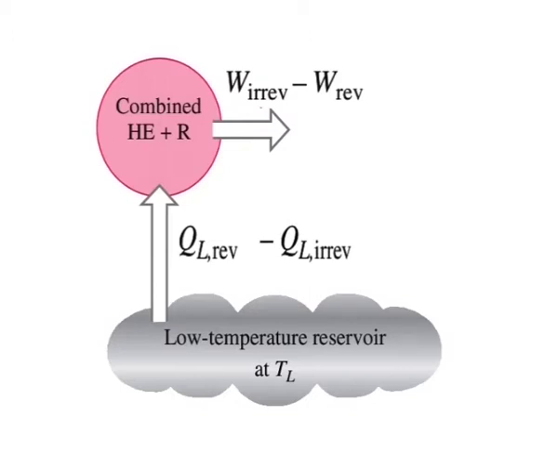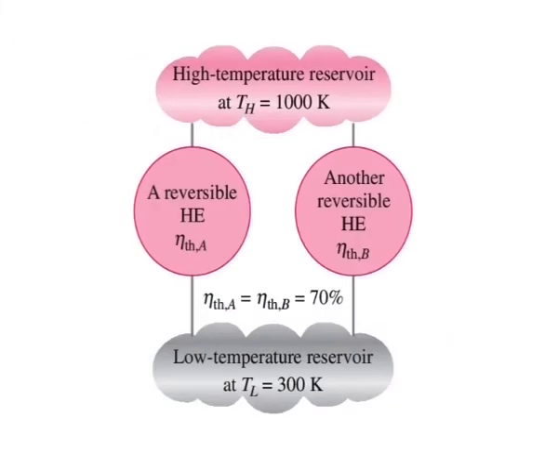Therefore, our initial assumption that the irreversible heat engine is more efficient than the reversible one is incorrect. Then we conclude that no heat engine can be more efficient than a reversible heat engine operating between the same reservoirs. The second Carnot principle can also be proved in a similar manner.